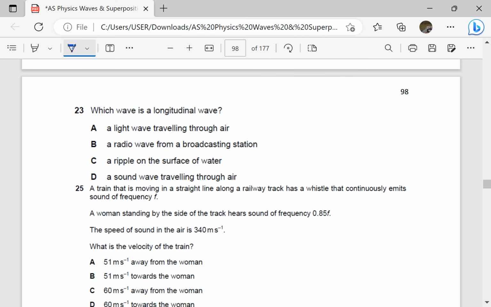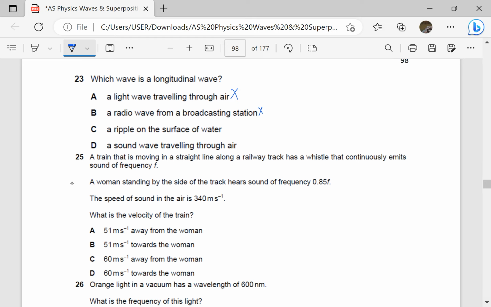Which wave is a longitudinal wave? A light wave is not longitudinal, a radio wave is transverse, a ripple on the surface of water is also transverse, a sound wave traveling in air is longitudinal.